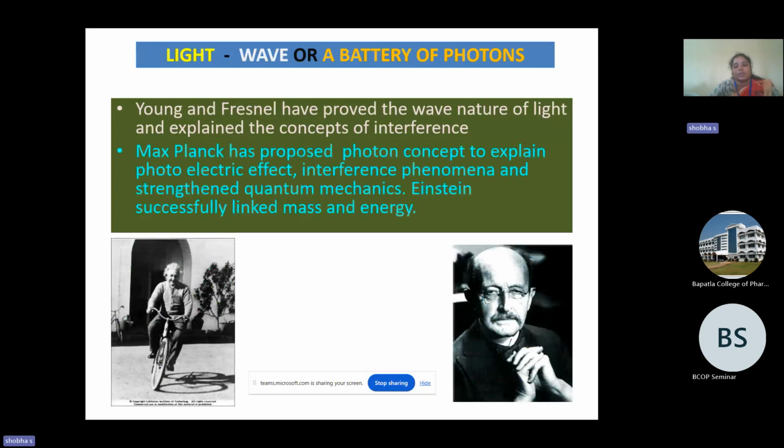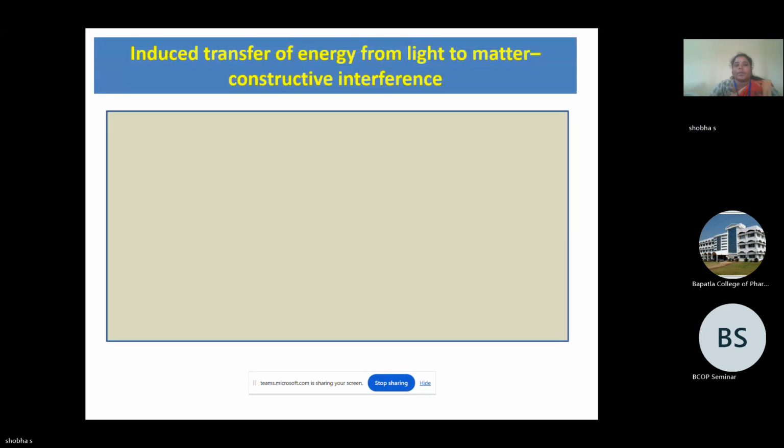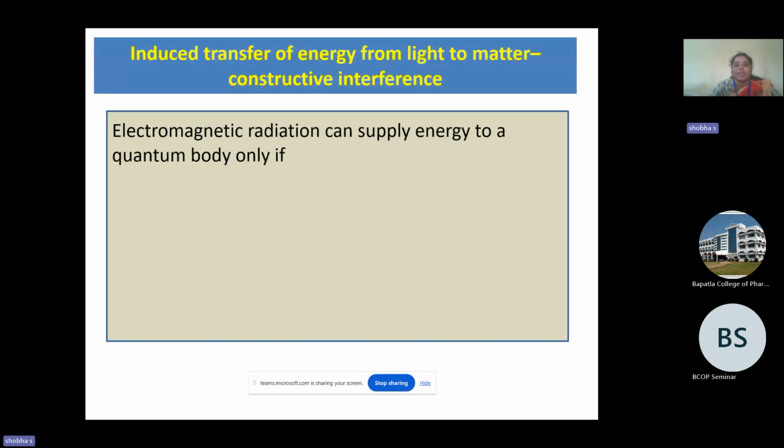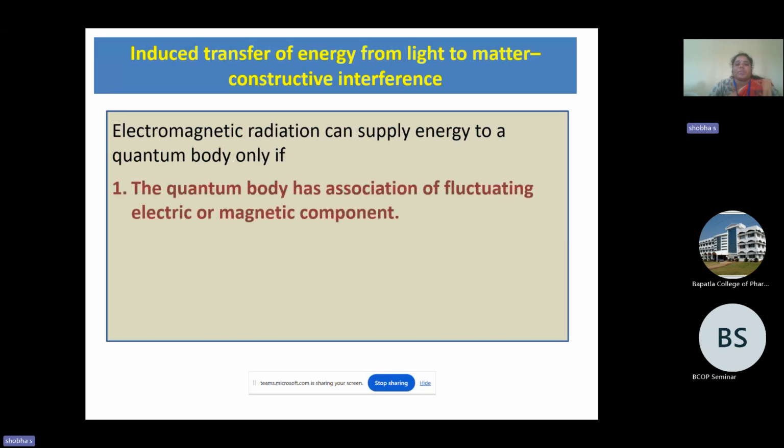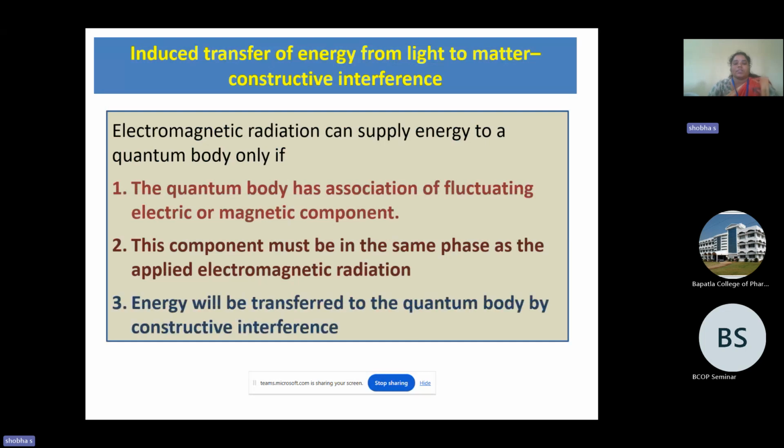And also two more scientists contributed to the development of understanding the nature of light. This is Planck's equation, how it will be helpful for us to know the structure of a compound. These are the small theories behind the development of all this structural relation by spectroscopy. So mainly there are 3 points.